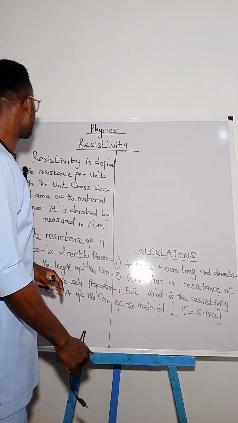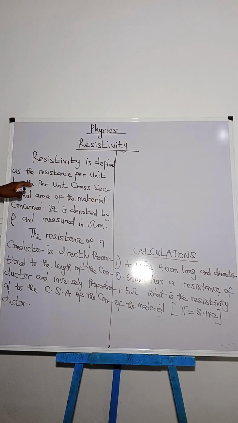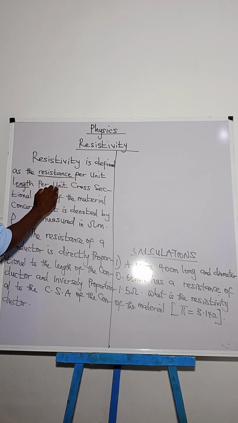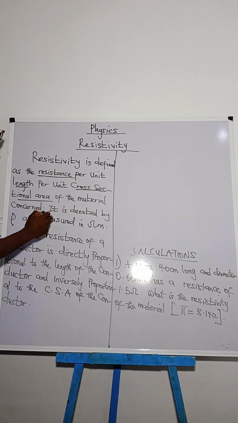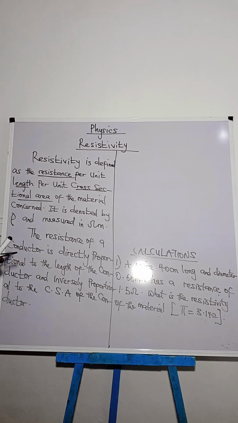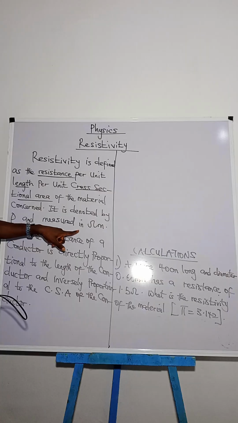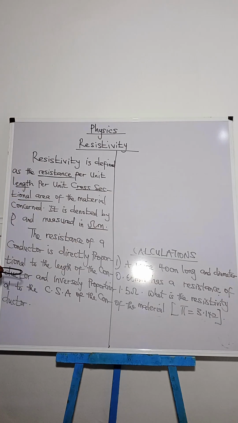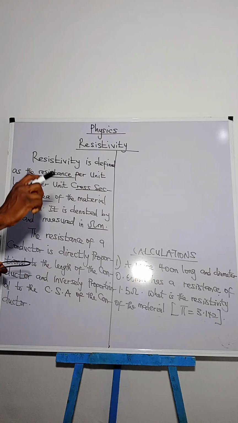Now look at this. Resistivity is defined as the resistance per unit length, per unit cross-sectional area of the material concerned. It is denoted by rho, a Greek letter, and measured in ohm meter. So take note, the SI unit of resistivity is ohm meter.